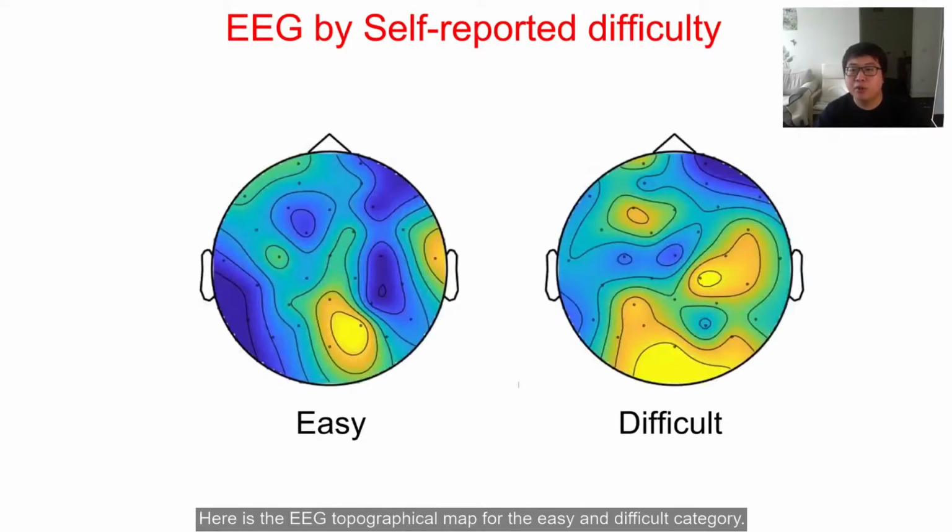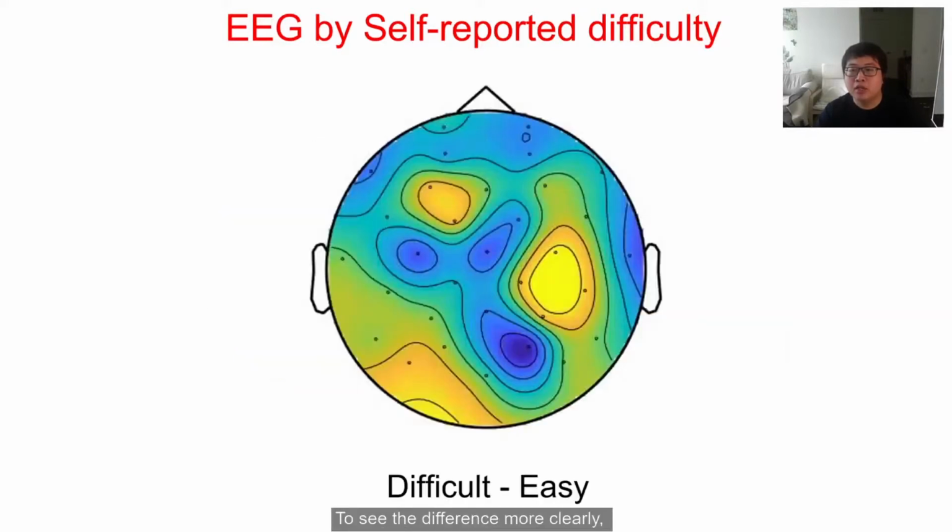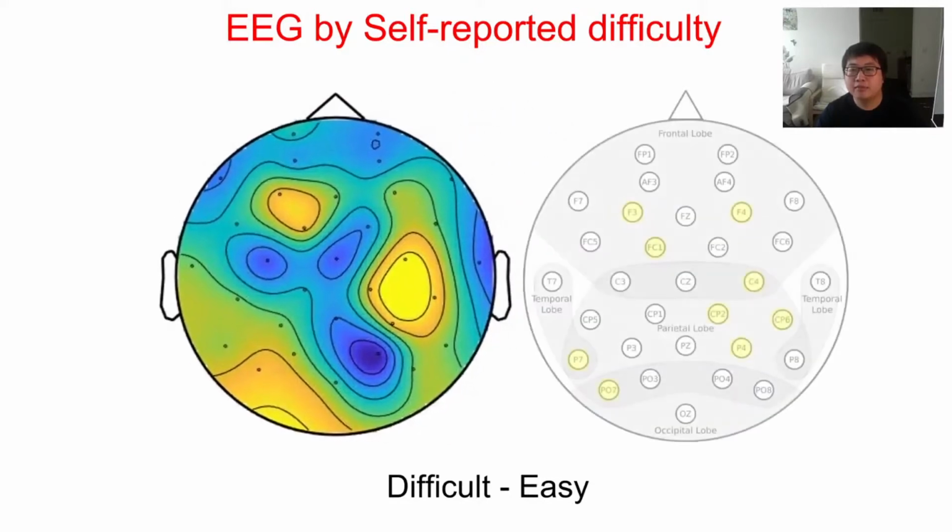Here is the EEG topographic map for the easy and difficult category. The color stands for the strength of the EEG signal. We can see clear differences between some brain regions, like the marked ones. To see the differences more clearly, we create a topographic map showing the differences between difficult and easy. We highlighted the electrodes that had clear differences on the right.